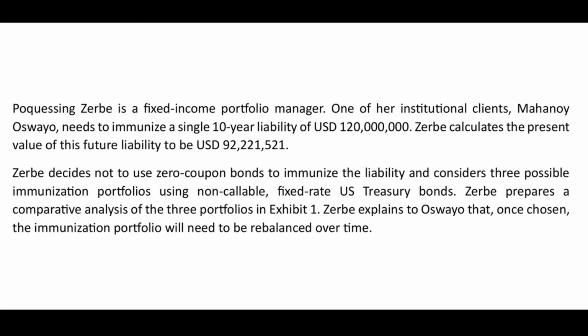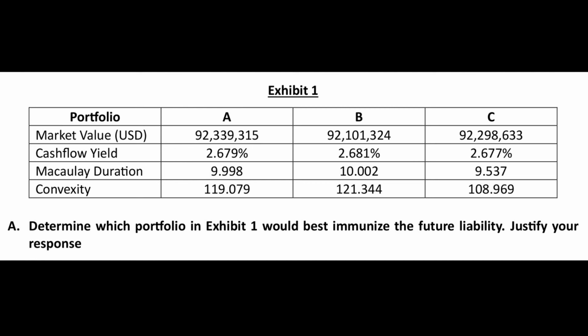Zerbe decides not to use zero coupon bonds to immunize the liability and considers 3 possible immunizing portfolios using non-callable fixed rate US Treasury bonds. Zerbe prepares a comparative analysis of 3 bonds given in Exhibit 1. Zerbe explains to Uskwaka that once chosen, the immunizing portfolio will need to be rebalanced over time. We are aware of that, because you know that there is something called duration wandering. As time passes, the duration of the asset does not remain equal to duration of liability, and you have to rebalance. Anyways, coming to Exhibit 1, here we have Exhibit 1.